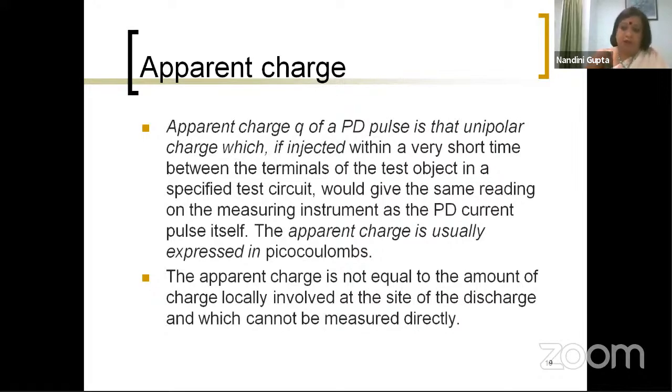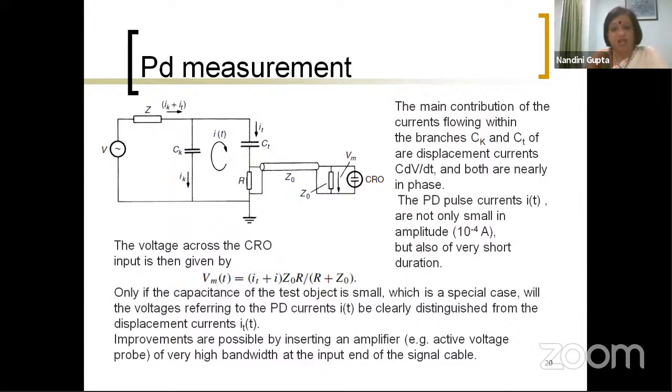So we measure PD discharge activity in picocoulombs. So this is what we do. This is the schematic of a circuit. As you can see, apart from this discharge current, there will also be 2 other currents which are flowing in the circuit. There will be a current IK and there will be a current IT, which is being drawn from the supply.